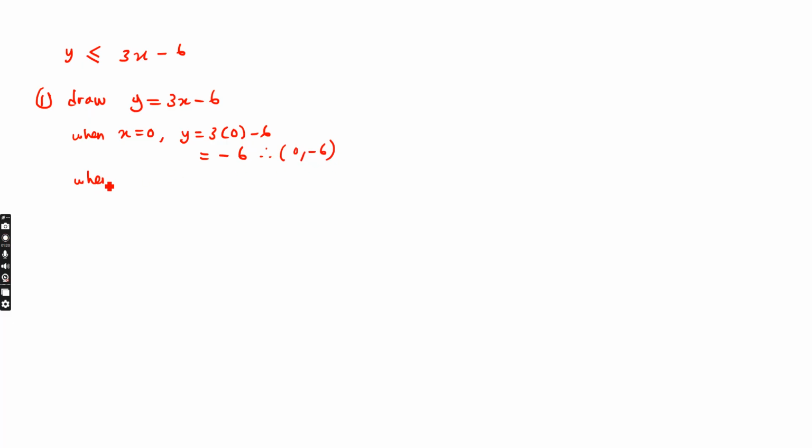The next one is when y is equal to 0. You substitute into the formula just now, so 0 equals 3x minus 6. Then you get 6 equal to 3x, so x is equal to 2. So you get one coordinate, which is 2, 0. So you have two coordinates. Now we can draw the graph.